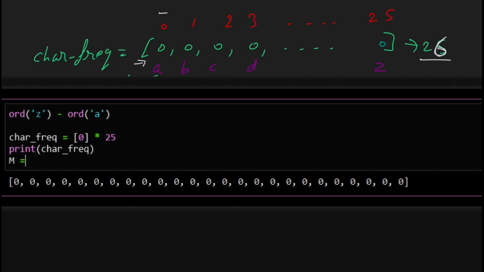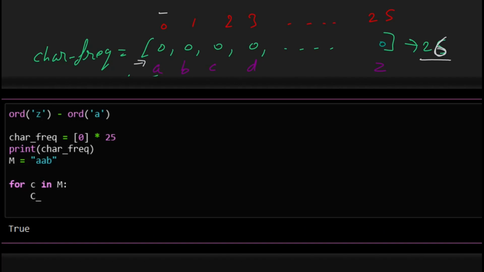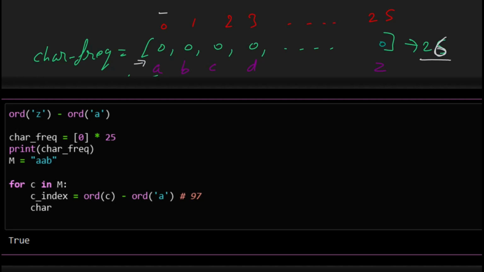Suppose we have the magazine characters as AAB. Now we want to add these. So what we will do is simply write a for loop over each character of the magazine. First of all, we'll find the index in our frequency table of the particular character that we are iterating over. That will be c_index equal to, the same as we have discussed earlier, ord(c) minus ord of character A, or instead of ord('a'), we can simply write 97. Then we will add this character to our frequency table using character_frequency[c_index] += 1. Now we will increment the count by 1.